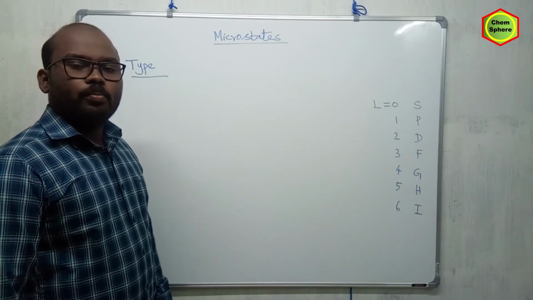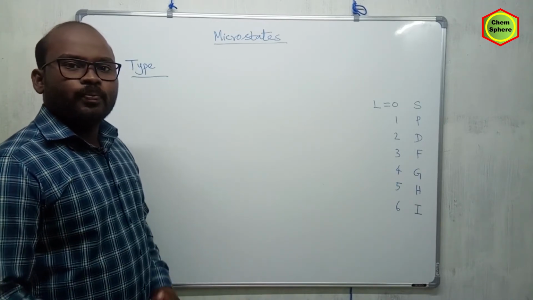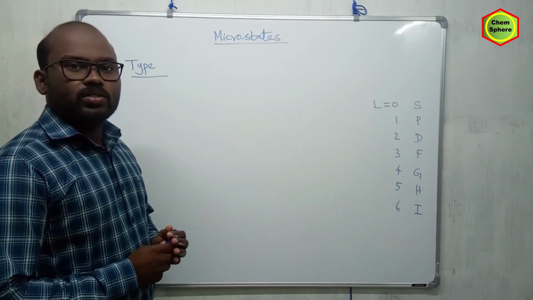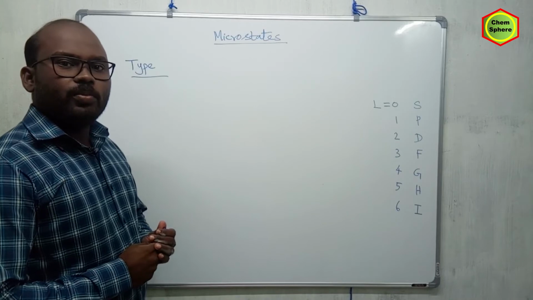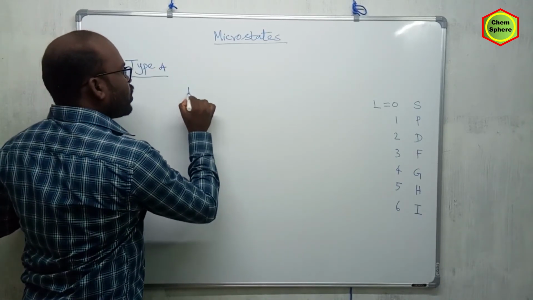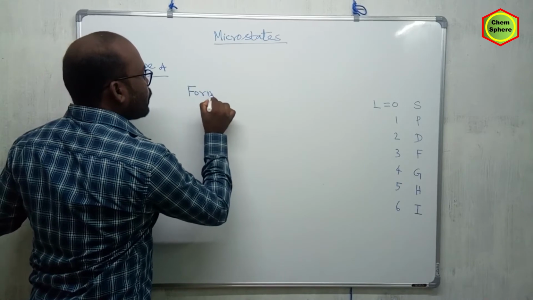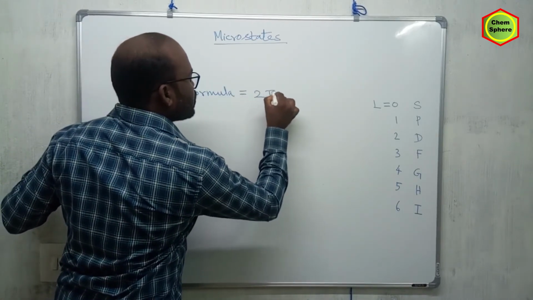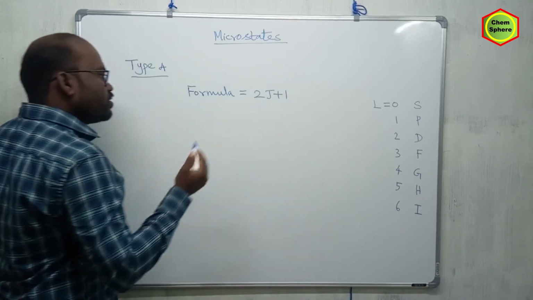When they have given the complete term symbol and then they are asking what is the total number of microstates, then the type will be 4. It will be the fourth type. And what will be the formula? The formula will be 2J plus 1. That's all, very simple.